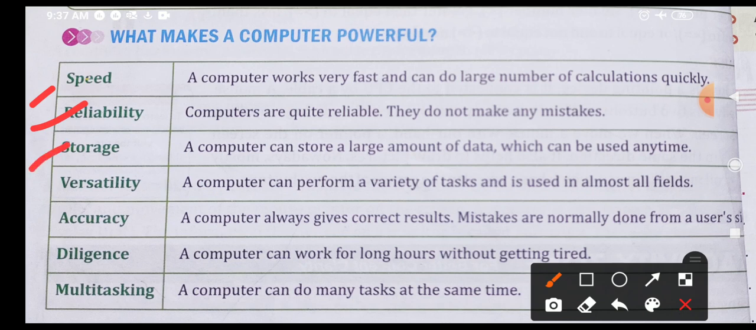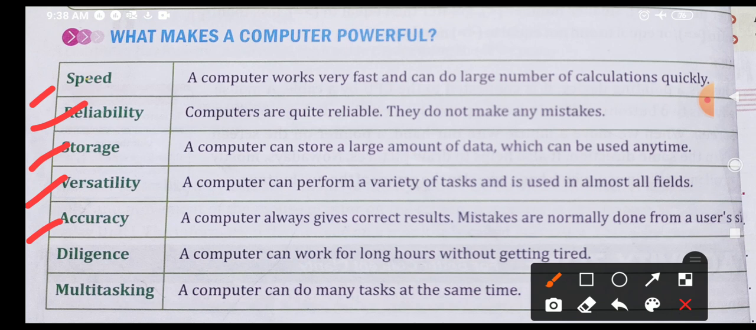Next is storage. A computer can store a large amount of data which can be used anytime. Now the computer's memory is very large, right? So you can store any amount of data in the computer. Next is versatility. A computer can perform a variety of tasks and is used in almost all fields. As we have already read about places where we use computers, computers are nowadays used at all places. It's a very versatile machine.